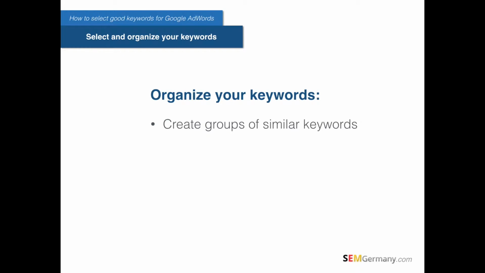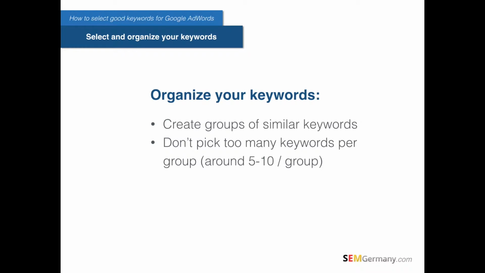And in order to keep these groups well manageable, you shouldn't pick too many keywords per ad group. A good rule of thumb is to include around 5 to 10 keywords per ad group. Sometimes it can be a few more or less, but you really want to make sure that all keywords within a single ad group concentrate on the same topic.